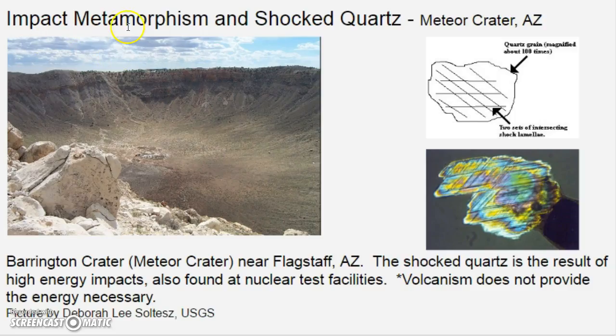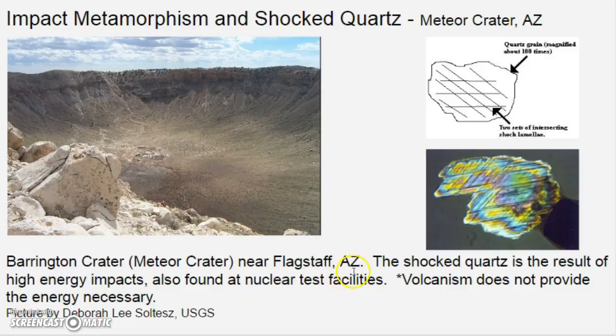Here's a cool topic that applies here. It's called impact metamorphism and shocked quartz. When there's a high amount of energy in a collision, such as an asteroid impact, we get changes to the quartz itself. It's called shocked quartz. This here is Barringer Crater. It's Meteor Crater, in Flagstaff, Arizona. The shocked quartz is the result of high energy impacts, also found at nuclear test facilities.